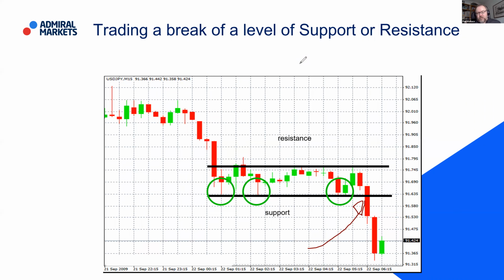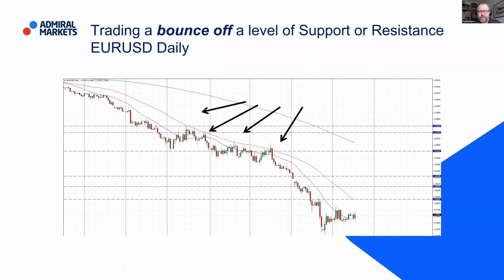As I said, we're trading a break of a level of support or resistance. Let's keep it nice and simple to begin with. Alternatively, you might be trading a bounce off a level of support or resistance. So this is a chart of the euro against the US dollar. It's on the daily chart, and we can see that it's quite clearly in a trend.